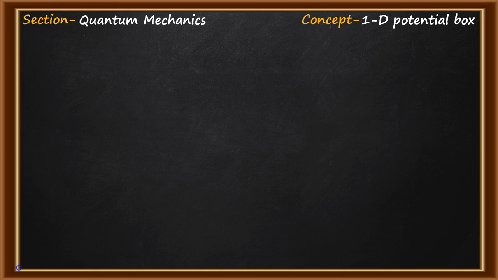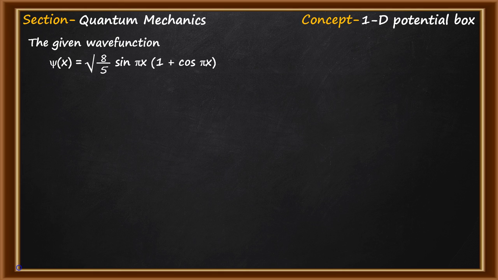So this question comes from the section quantum mechanics, and the concept involved here is one-dimensional potential box. In the given question, there is a particle of mass m which is confined to a one-dimensional box of unit length. The wave function is given as psi x is equal to square root of 8 by 5 sin pi x into 1 plus cos pi x.